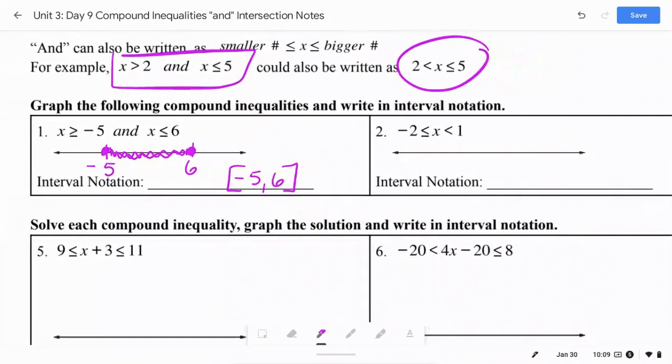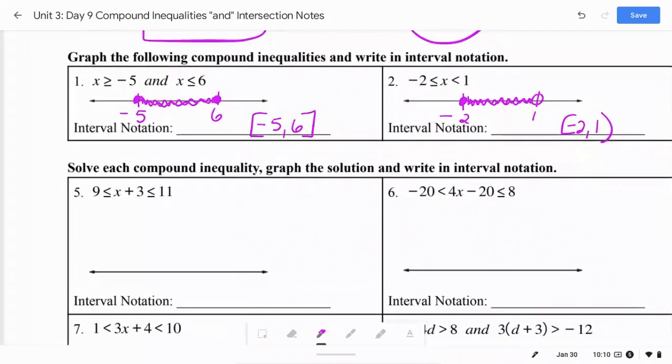In example 2, again, this is one of the other ways to write an "and" inequality. So on a number line, negative 2 would come first, then positive 1. The negative 2 has a less than or equal to symbol, so it's going to have a closed circle. The positive 1 is going to be an open circle, and you're going to shade everything in between those two numbers. So I would have bracket negative 2, comma, positive 1 with a parenthesis for the interval notation.